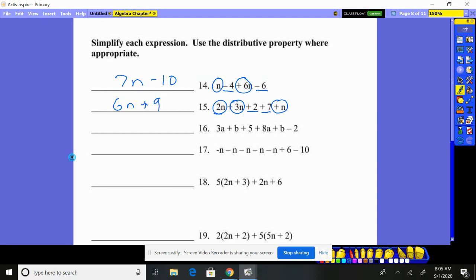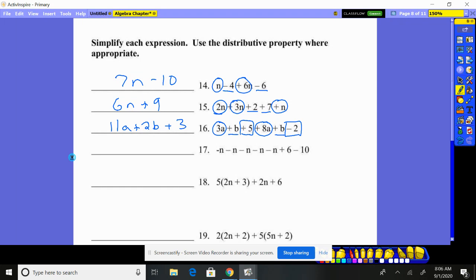The next one has a's and b's, okay? There's 3a plus 8a. That makes 11a. A b plus another b. Now, that's a single b. One dog plus another dog gives you 2 of them. So we have 2b. And then number-wise, I have a positive 5, lose 2. That's just going to be plus 3.